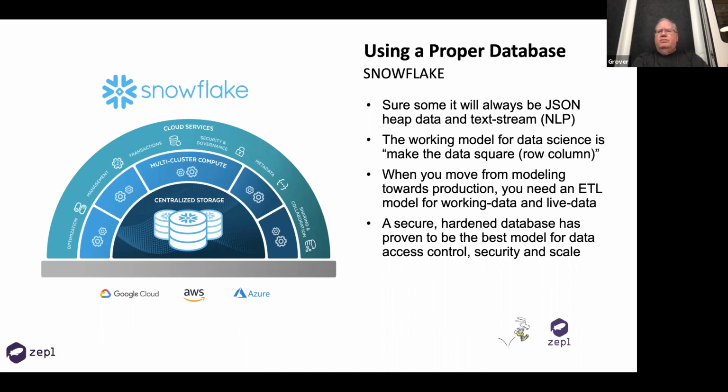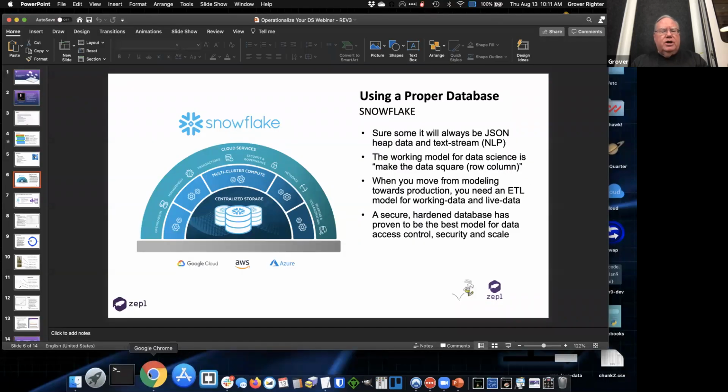Then when you move from modeling towards production, you need an ETL model for working data and live data. And it would help a lot if you were starting off with a database, because then later on as you move into production, you were already database focused instead of flat file focused or heap focused. And the other thing is a secure hardened database has proven to be the best model for data access, control, security, and scale. At this point, I'll end this and I'll open up a notebook here.